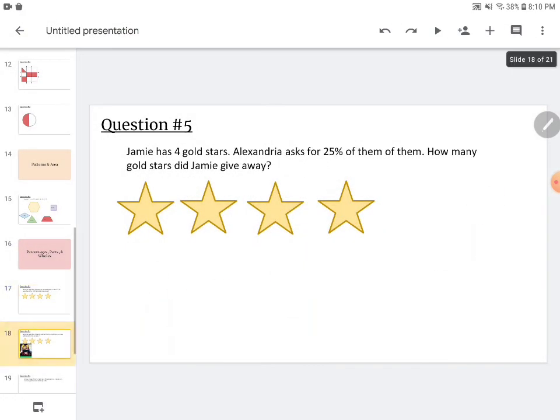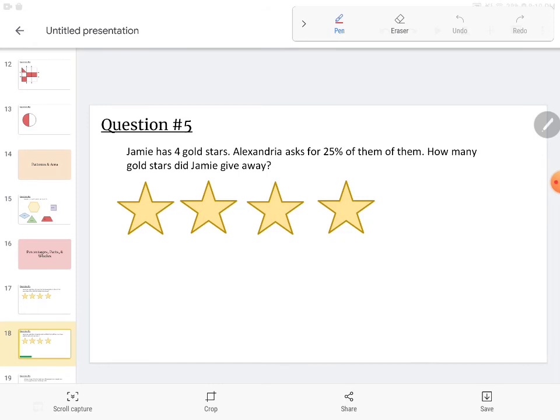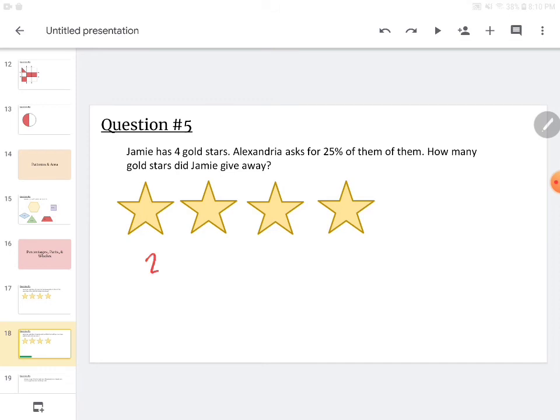Now for our next problem, we're asked, Jamie has 4 gold stars. Alexandria asks for 25% of them. How many gold stars did Jamie give away? Well, 25% of 100, 25%, let me go ahead and do that. When we write 25%, we're basing that out of a total number of units of 100. So when we write our fraction, we're simply going to do 25 over 100.